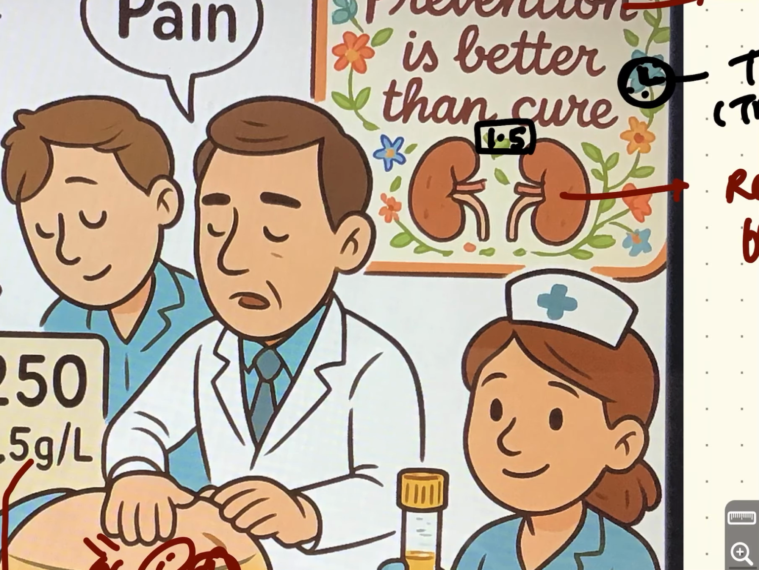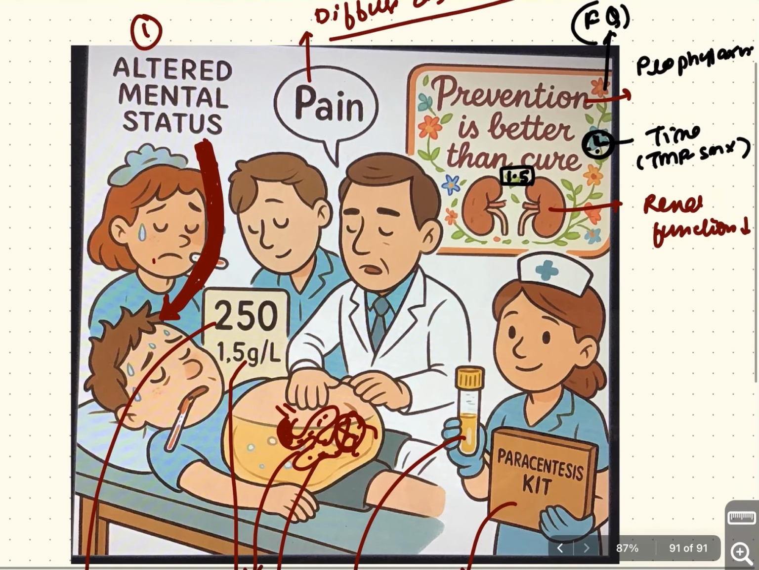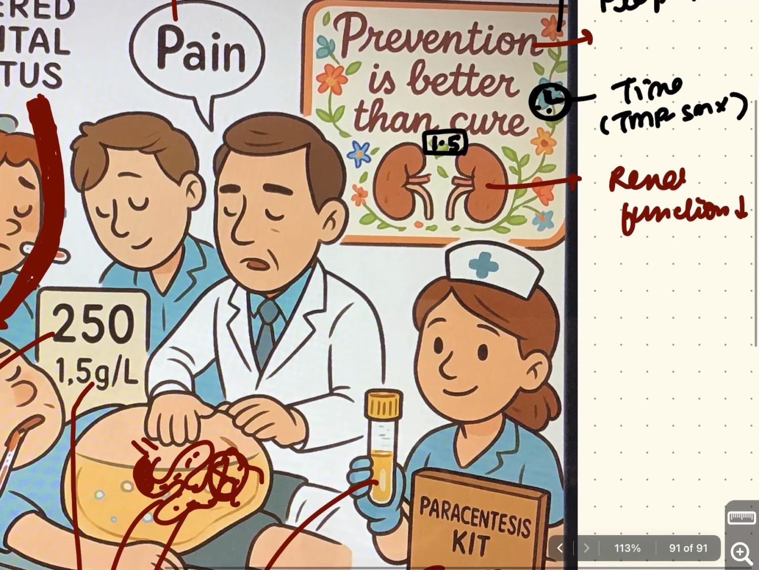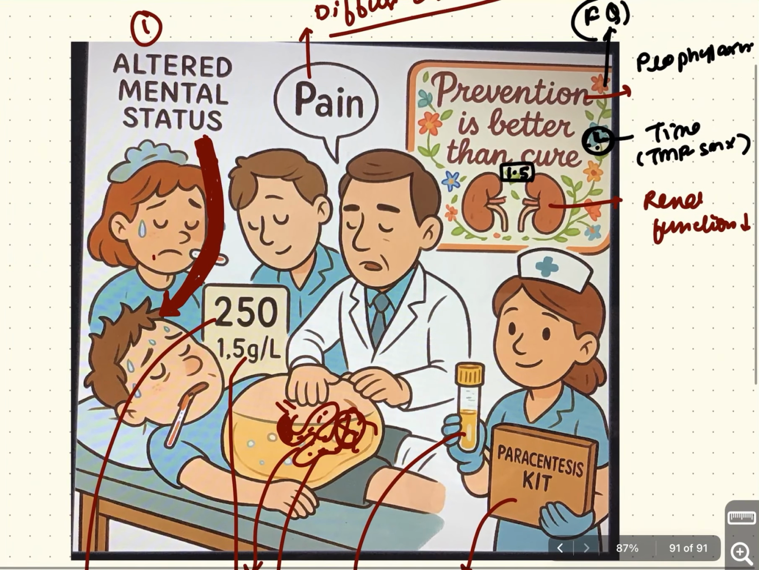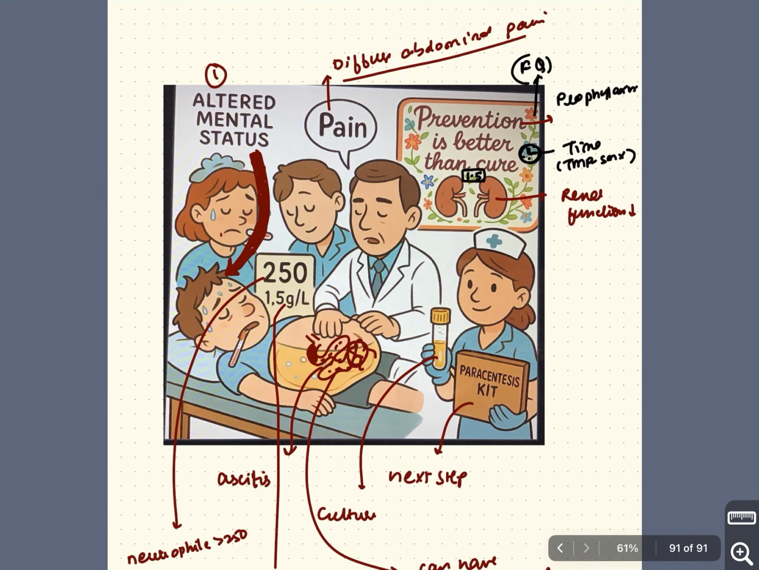And why have I drawn flowers all around the board? Because what you give for prophylaxis is fluoroquinolones, fluoro, so flower. And I've also drawn a clock here, which is basically showing time. So time is TMP-SMX. So these are the two things that you can give for prophylaxis. I hope this helps. Thank you.